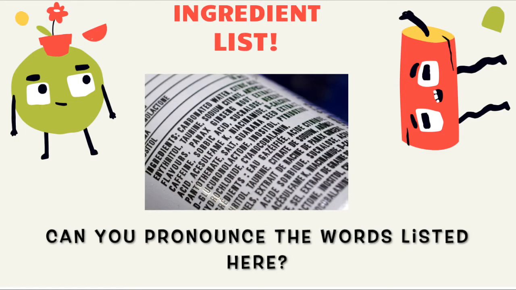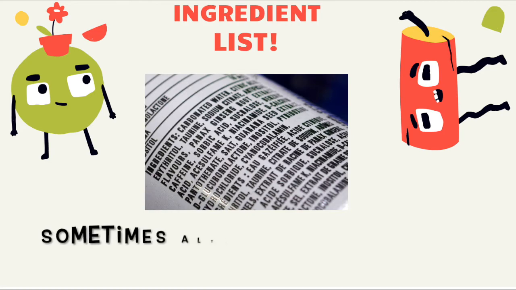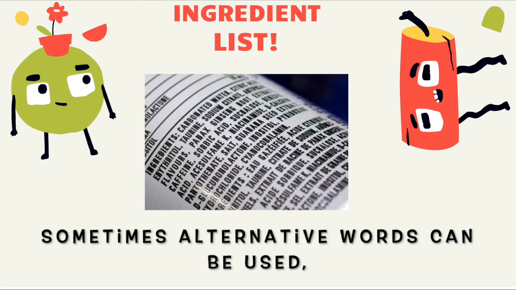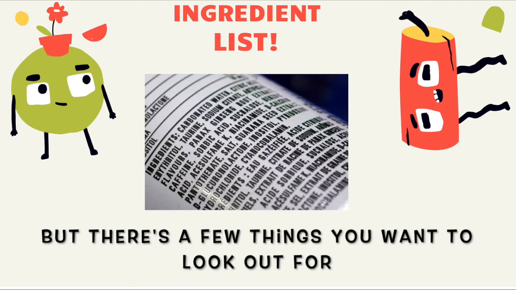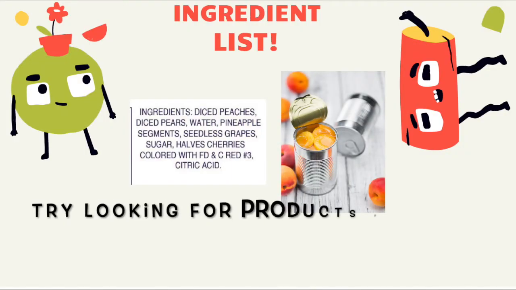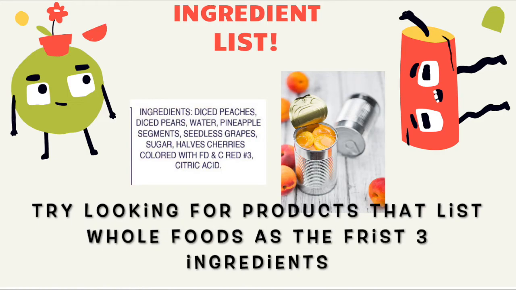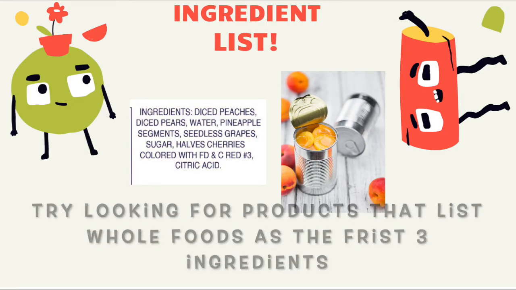Can you pronounce the words listed here? Sometimes alternative words can be used, but there's a few things you want to look out for. Try looking for products that list whole foods as the first 3 ingredients.